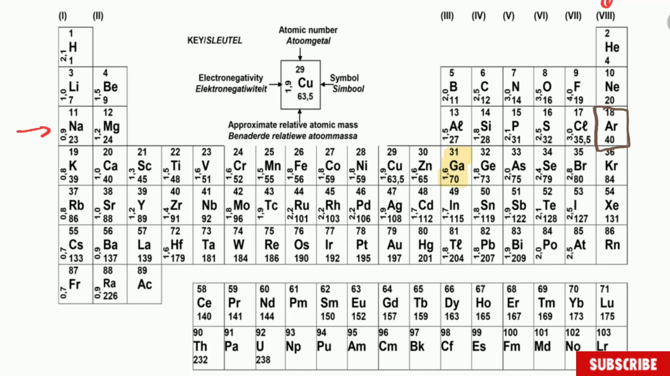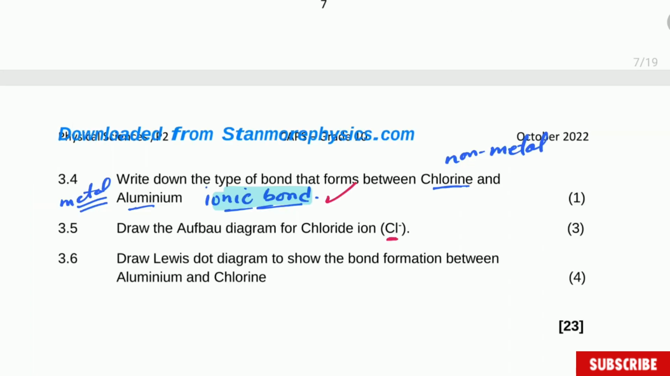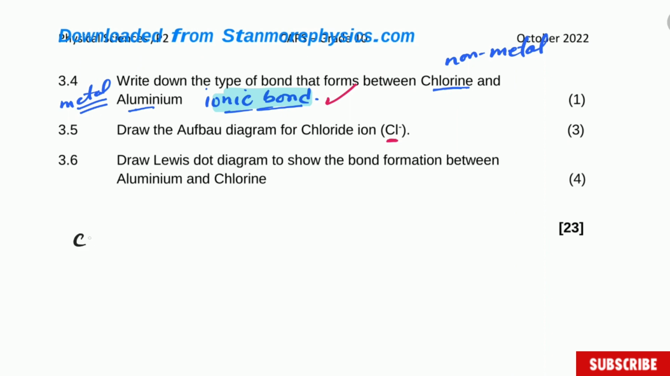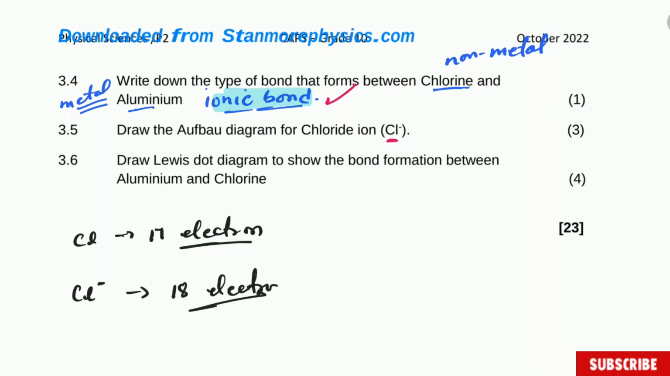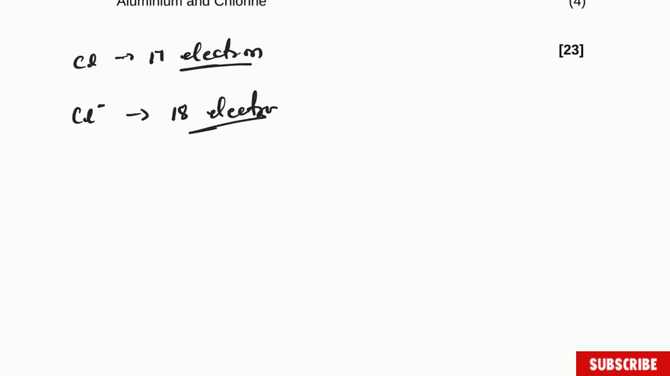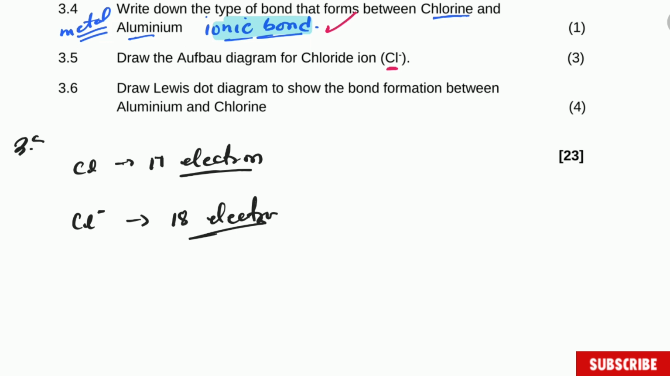Alright? Now, if we go to chlorine in the periodic table, we can see that we have 17 electrons. That is a normal chlorine. So, normal chlorine will have 17 electrons. But Cl minus means that it has gained an electron. How many? 1 electron. So, Cl minus will have 18 electrons. Right? No 17 anymore. And we have to draw the Aufbau diagram. So how are we going to do this one? This one is question 3.5.